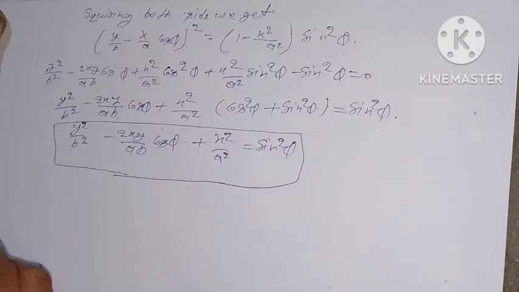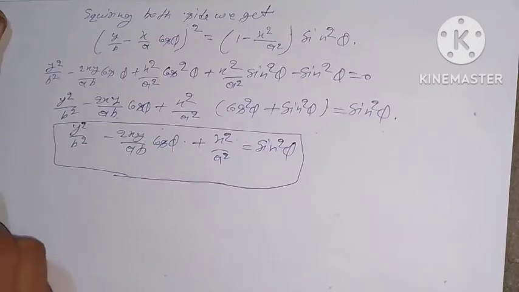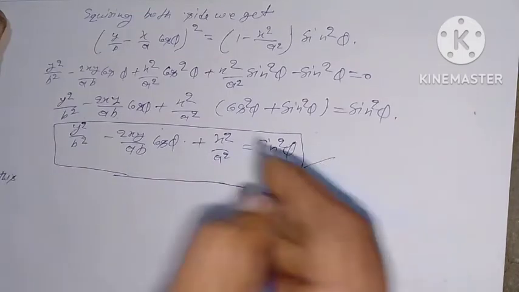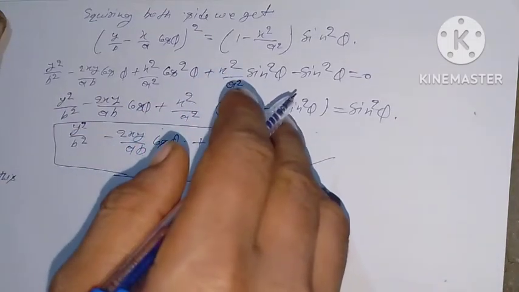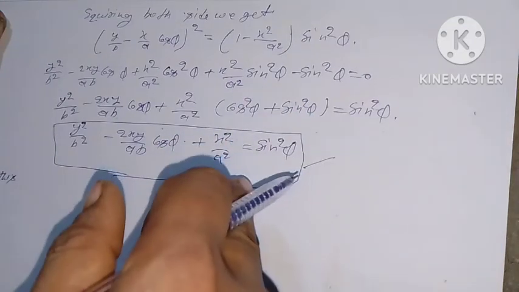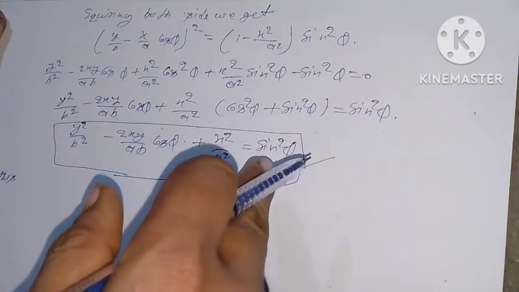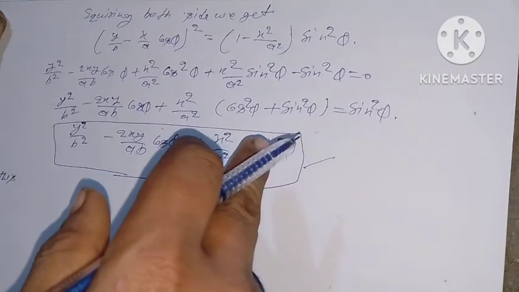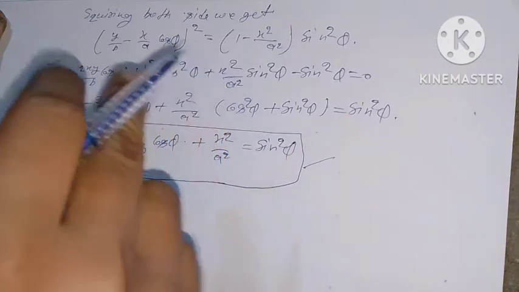This is equation number 3. It represents the resultant motion of the particle, which in general is an ellipse inclined to the axis of coordinates. Important cases.